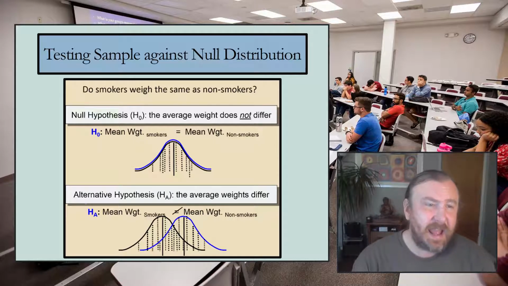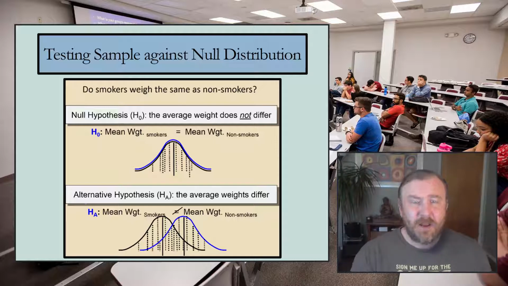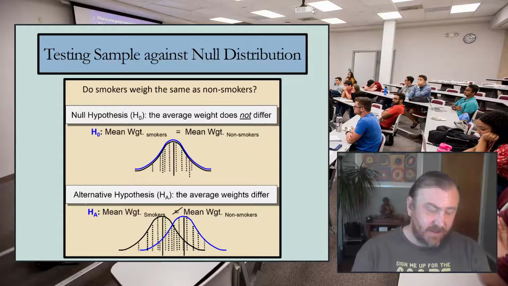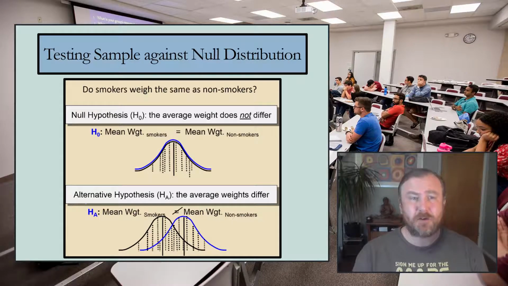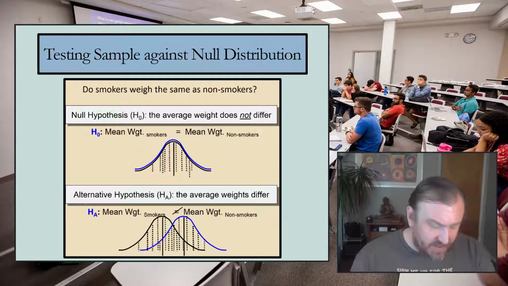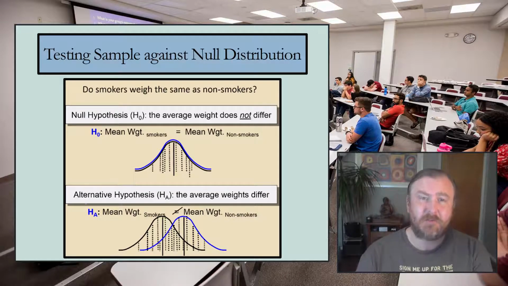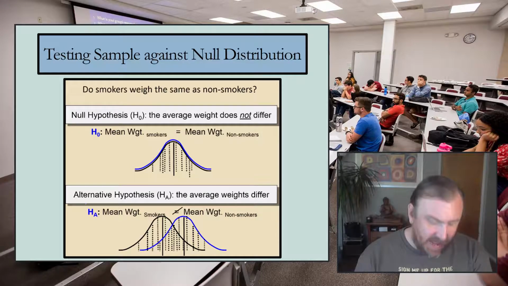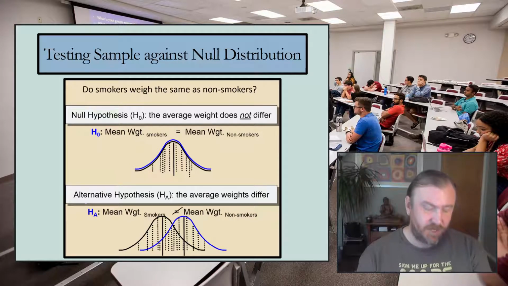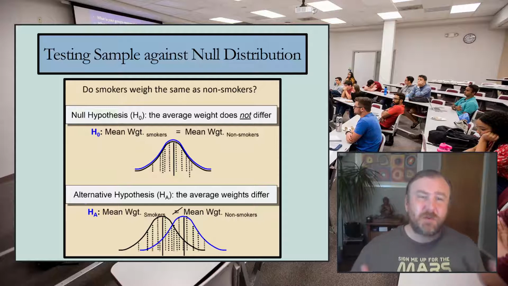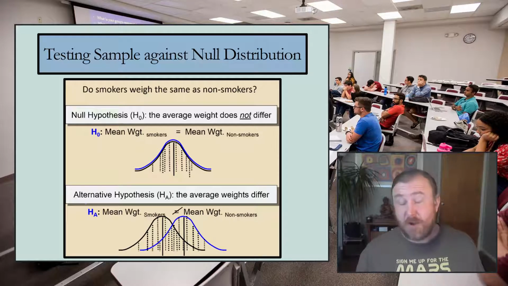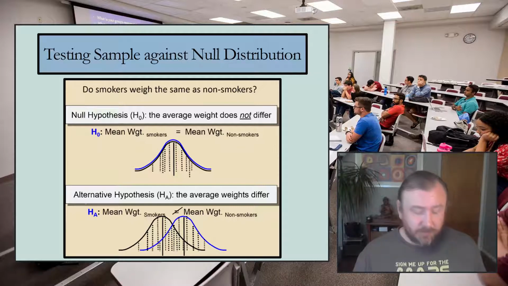So let's look at this example. Here we have a null hypothesis that smokers and non-smokers weigh the same amount. And what that would look like is the distributions would be right on top of each other. The black distribution and the blue distribution are right on top of each other. That's what you would expect. There's no reason to believe, if you don't have evidence, that smoking is going to influence weight.